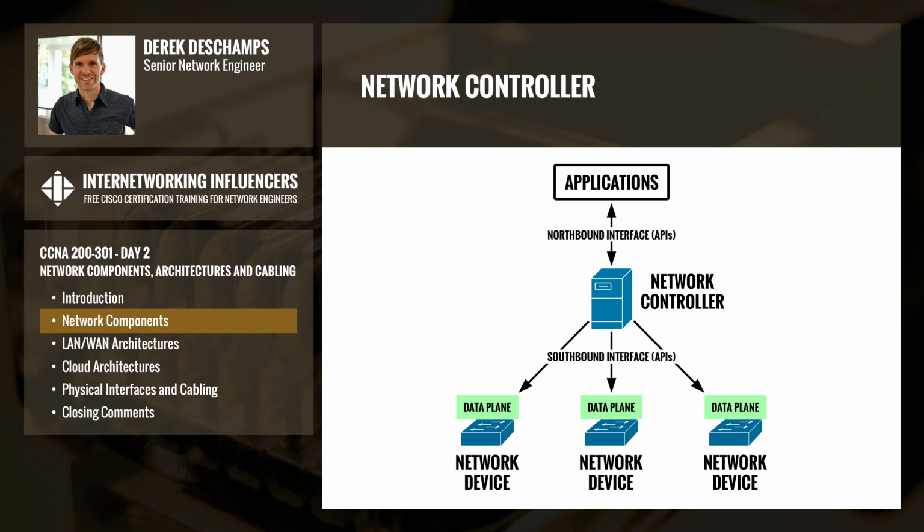A network controller has two software interfaces, known as the northbound interface and the southbound interface. The northbound interface is comprised of application programming interfaces, or APIs, that allow software applications to communicate with a network controller. This allows software applications to access information about the network, as well as perform network configuration tasks. While the southbound interface is comprised of APIs that are used for communication between the network controller and the data plane of network devices.